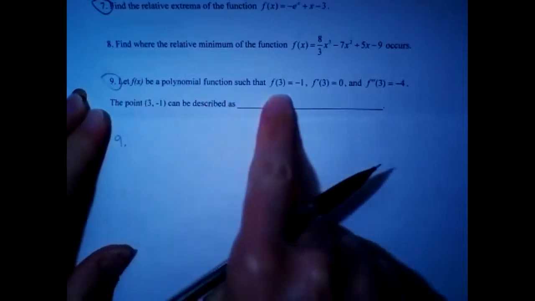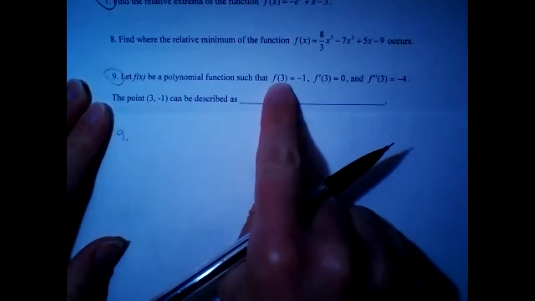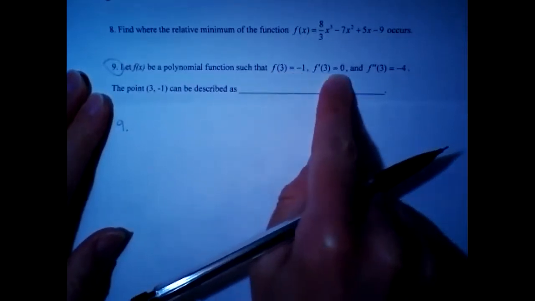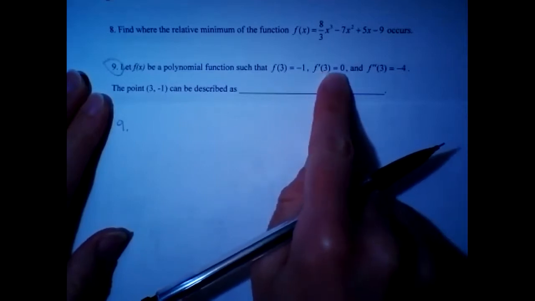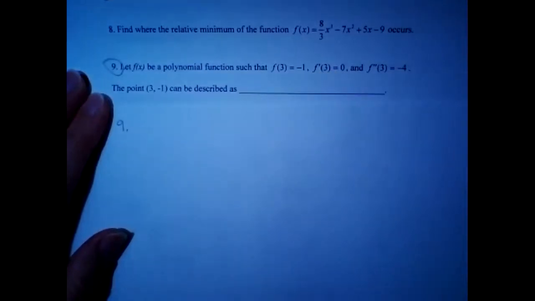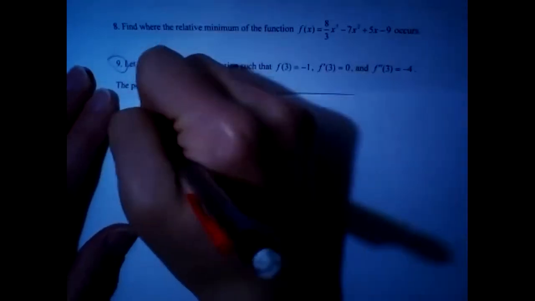All right, so let f of x be a polynomial function. f of 3 equals -1. That just means you have the point (3, -1) on your graph. The derivative is 0. If the derivative equals 0, what does that mean about this point? What's our vocabulary word for that? It means that point is a what? Good, nice job, critical point.